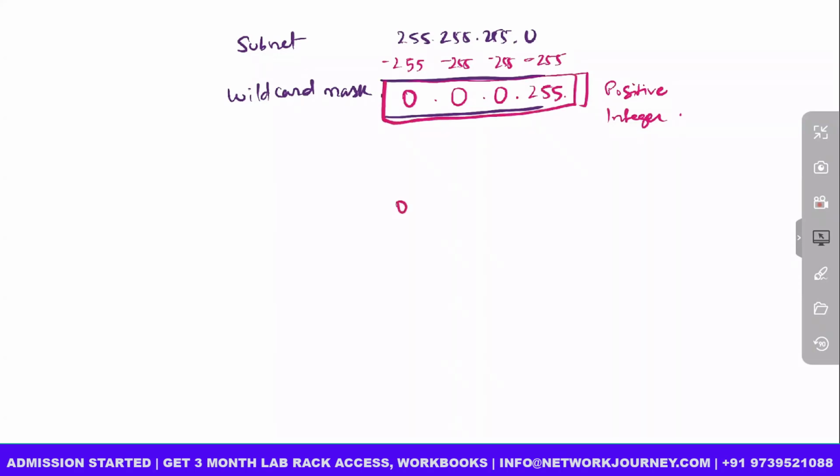So if someone gives you this and says this is a wildcard, you need to find out the subnet of it. Just the reverse process. Add 255. You get the subnet as this. Not add, you subtract it. So you get it in this order.